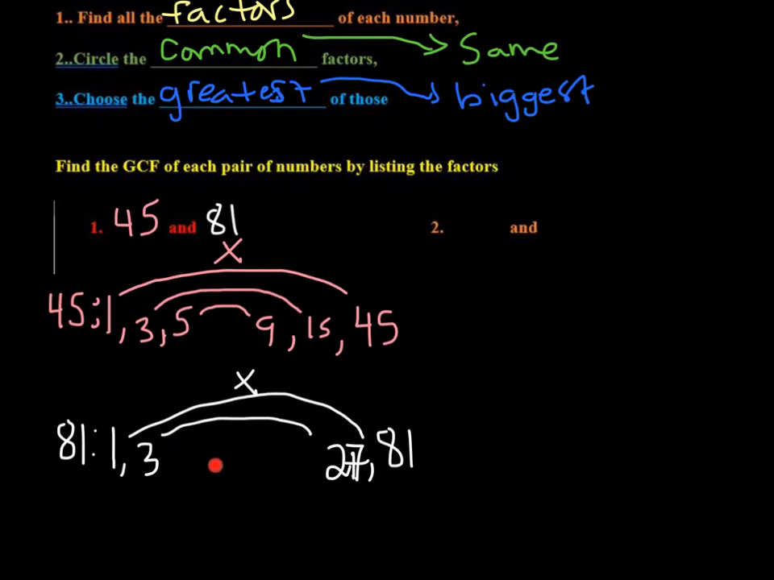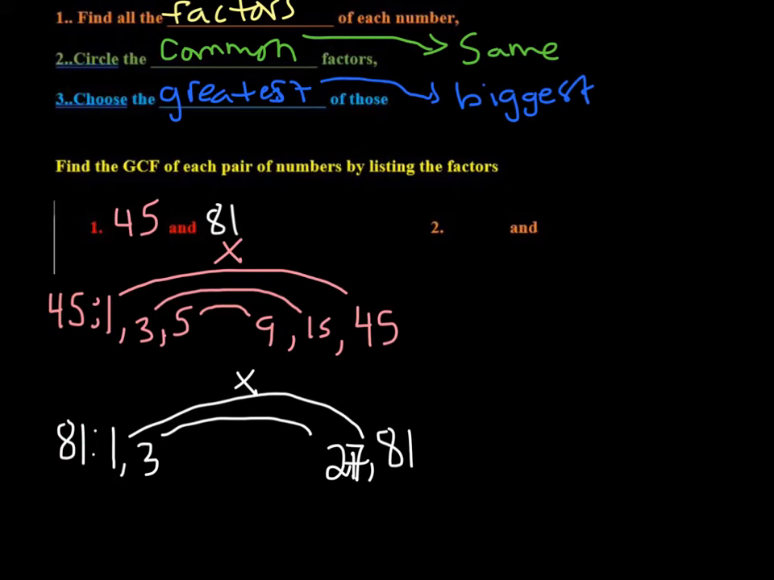5 is the next number. It is not a factor of 81 because the last number is 1, and it's not 0 or 5. 6 is not a factor because rule 2 is not a factor. And then we'll skip 6, 7, and 8, and let's go to 9.